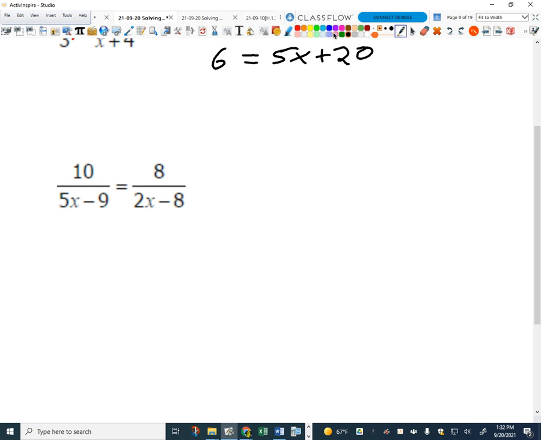Okay, so we've got 10 times the quantity 2x minus 8 equals, now let me get somebody else pitching in here.